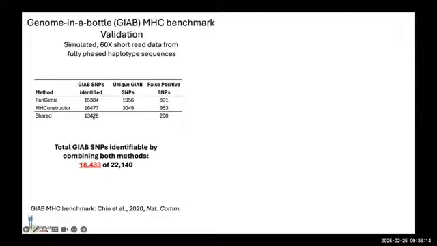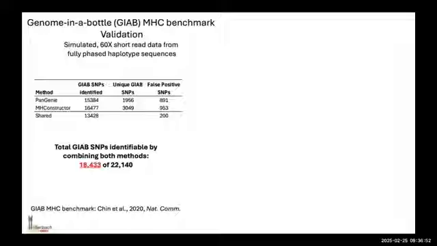They collectively identify 13,000 SNPs that are the same between both methods, which is nice to see. Interestingly, they both identify SNPs that the other one does not. We find about 2,000 in Pangenie that aren't in MHC Constructor, and about 3,000 in MHC Constructor that aren't in Pangenie. So combined, we can access roughly 18,000 of the 22,000 true SNPs in that MHC benchmark, which significantly expands our access to variation. I'll also add that we end up with a relatively low false positive rate.